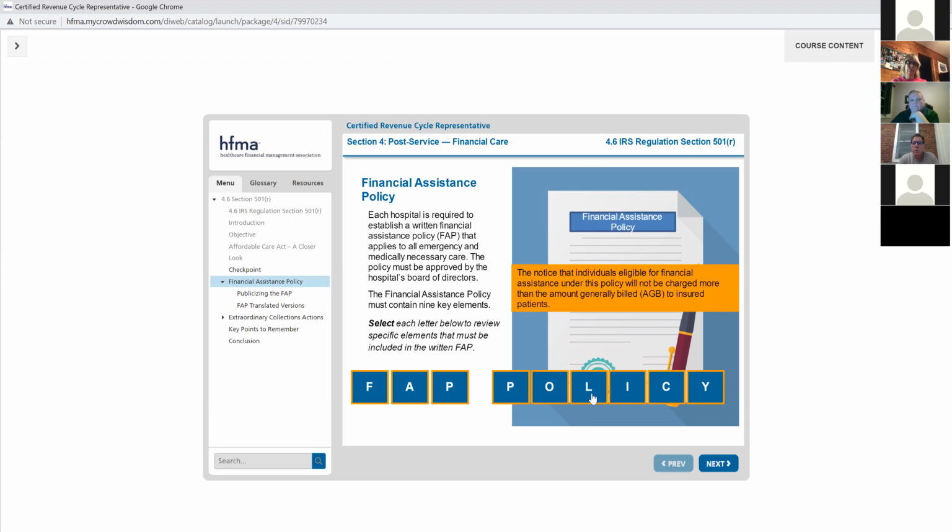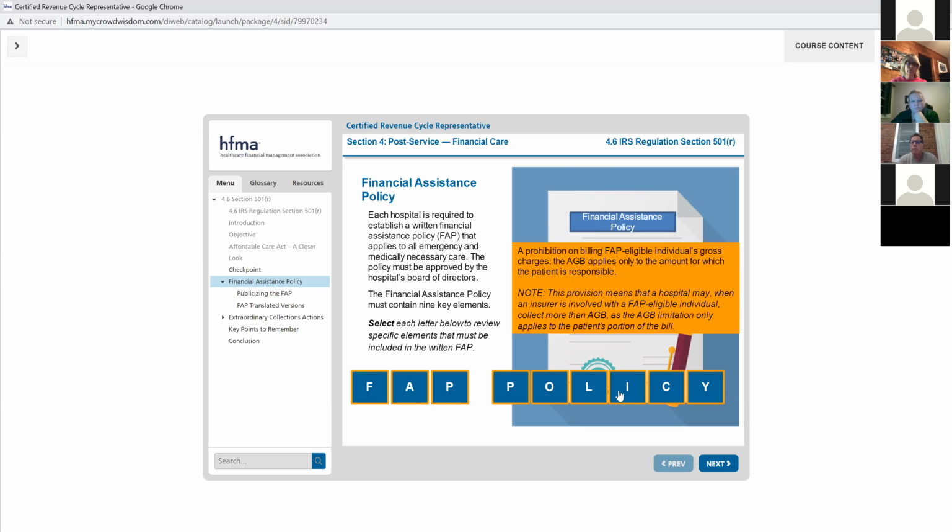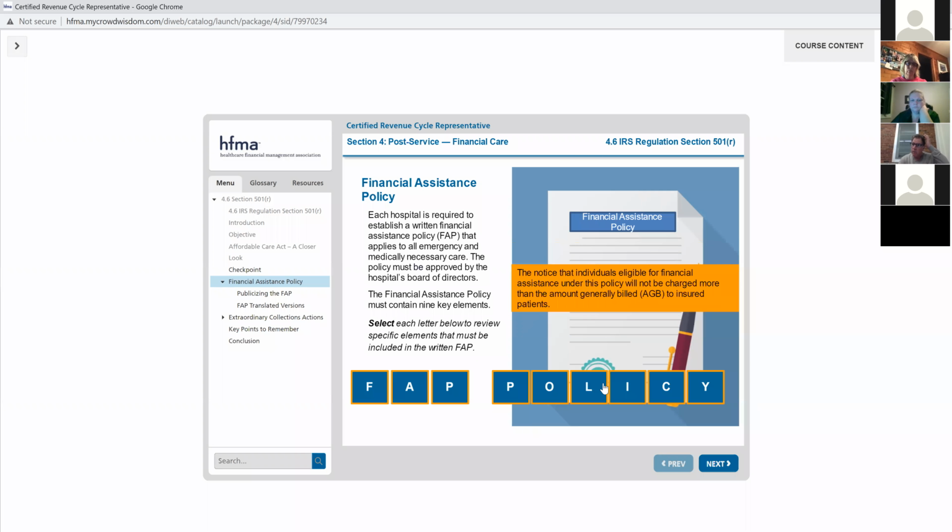A notice that individuals will not be charged more than the amount generally billed to insured patients. And the next bullet will get into that a little bit more. Amount generally billed, I think I skipped one. Okay, so there has to be a prohibition on billing financial assistance policy eligible individuals gross charges. They can only be billed the amount generally billed for those components of the bill that are patient responsibility. So if you have insurance and your insurance pays and you have a high deductible, the balance that might be your responsibility will then fall into your financial assistance policy, should you qualify.